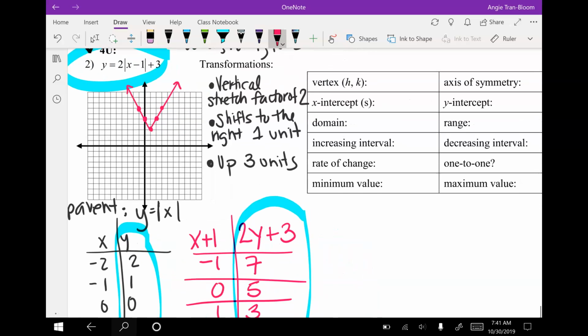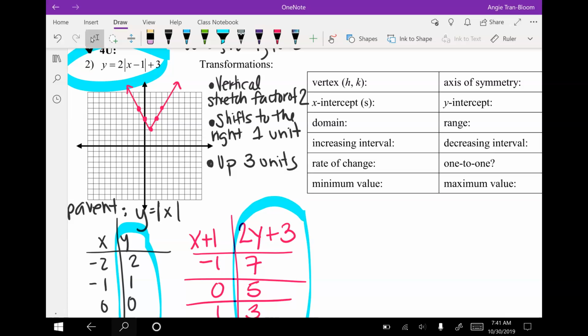Okay, so now we fill out all of the characteristics. Let's quickly look at the graph and verify if we did the right thing. Does it look like it got skinnier because we stretched it? Yeah. Did it move to the right 1 unit? Yes. Did the vertex look like it went up 3 units? So you need to match your verbal description, okay?